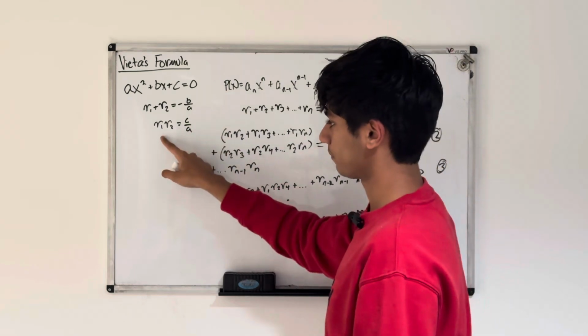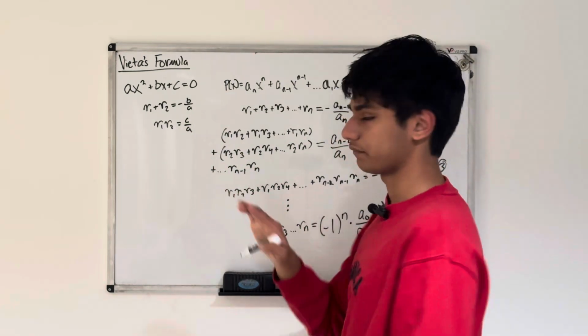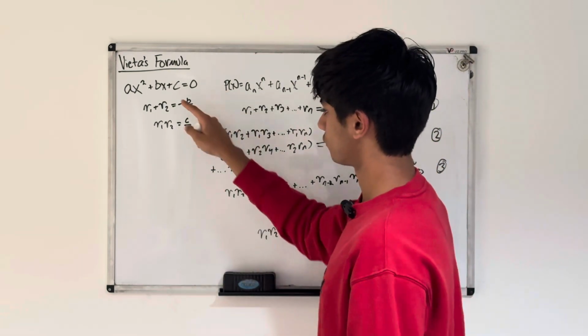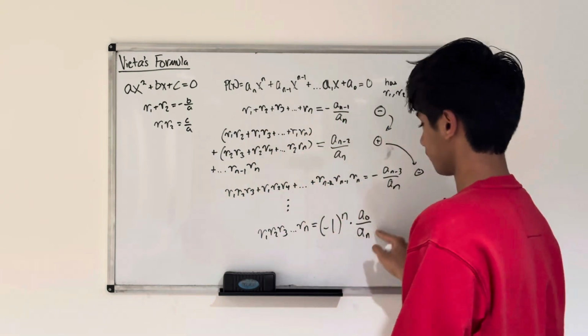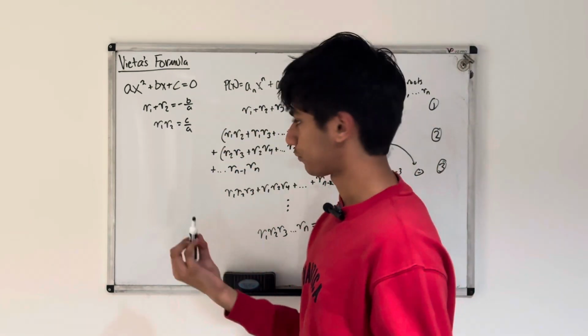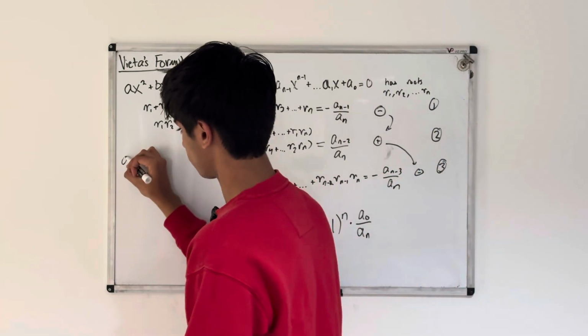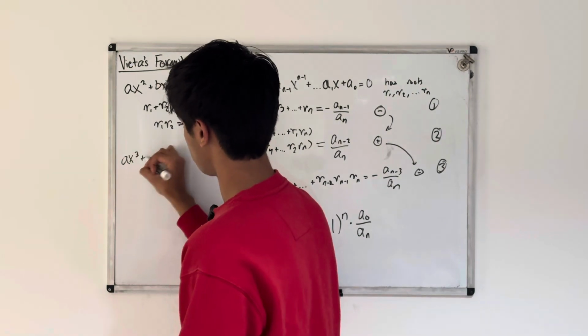The second one is just r1 times r2, and we have no more equations after this, but it's going to be equal to c divided by a, the last term divided by the first term. We can now expand this to quadratics, or sorry, cubics, using Vieta's formula.